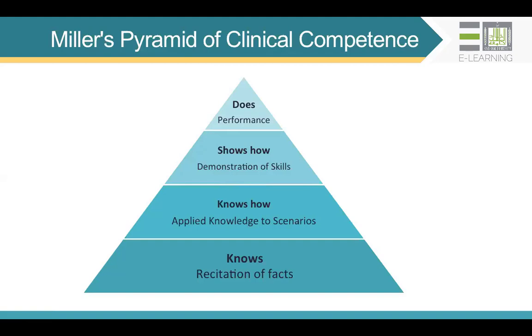For those of you who are not familiar with OSCEs, OSCEs are like practical examinations that can be used to assess both knowledge and skills, especially in healthcare disciplines like medicine and pharmacy. Then we have the top level of Miller's hierarchy, does, which corresponds with assessment methods that allow examining student performance in a complex and everyday situation. An example of assessment methods that could be used to assess this level is observing trainees.